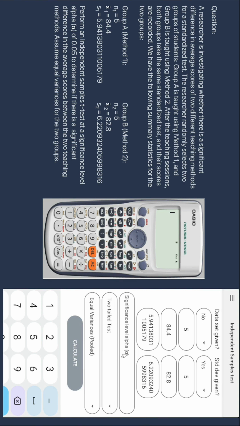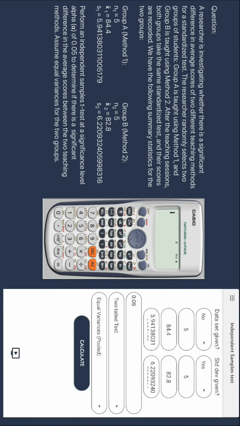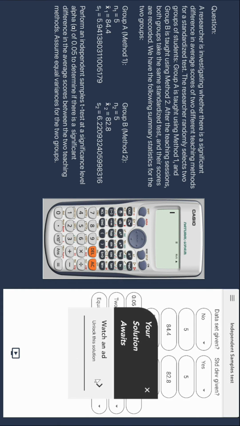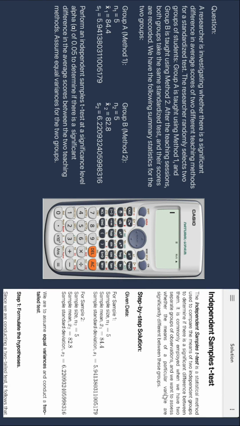Now for the significance level alpha, this is given in the problem as 5% or 0.05. And since we are asked to determine if there is a significant difference in the average scores between the two teaching methods, this gives us a hint that we are to conduct a two-tailed test since there is no indication that sample 1 is greater than sample 2 or sample 2 is greater than sample 1. So in that case, this is a two-tailed test. And we are also told to assume equal variances. Now that we have finished filling the required values, we proceed by clicking the button and watching an ad to unlock the solution. We now proceed with performing the independent samples t-test.